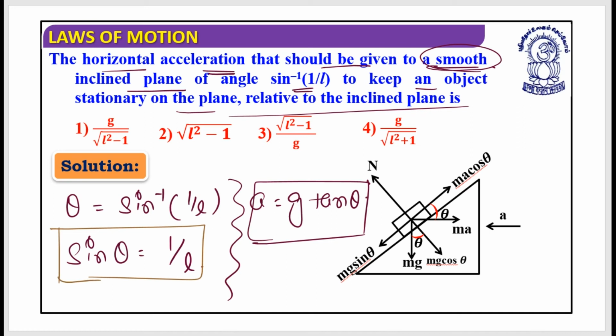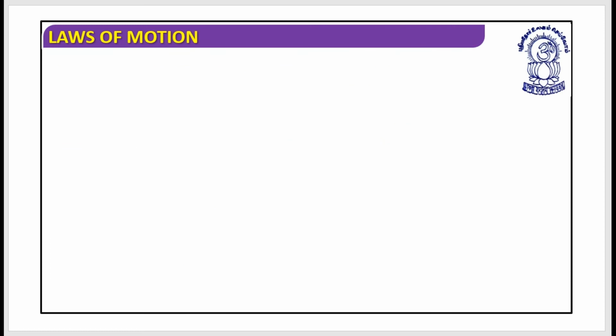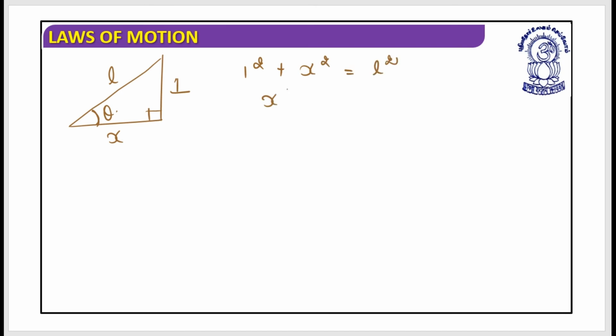So let's change our notations based on the options given. What I can do is that I am having sine theta according to the data. This is sine theta, so this must be the 1, this must be the L. Let's assume that this is x. According to Pythagoras, I can write 1 square plus x square is equal to L square, and from this x square should be equal to L square minus 1. So this could be written as under root of L square minus 1.